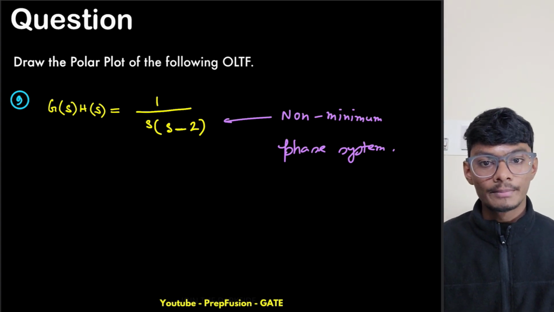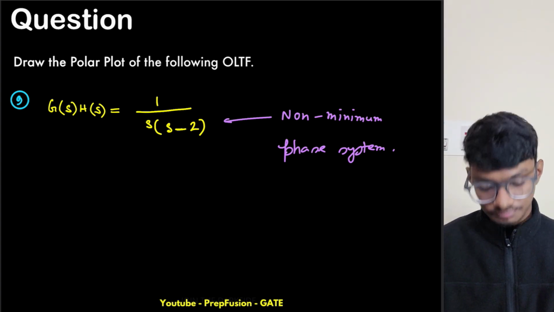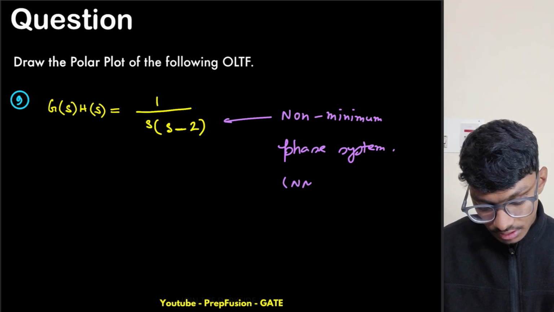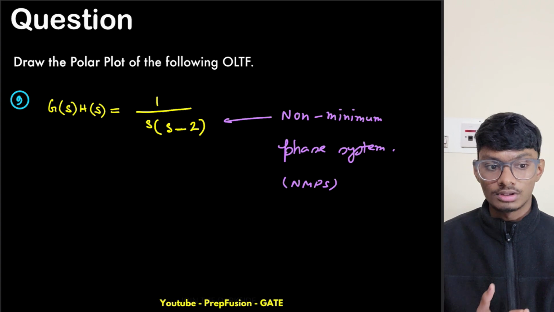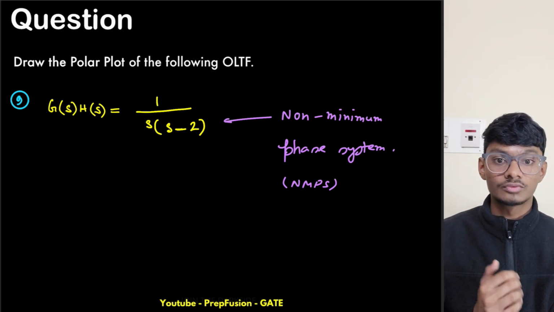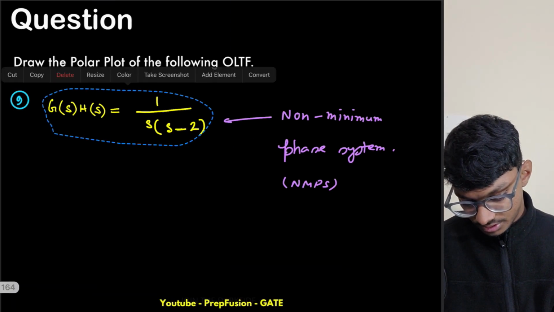Now if it is a non-minimum phase system, then we just have to be a little bit careful. A few things will change this time. The angle calculations will be a bit difficult this time. Let's see why. So what is my G of s H of s? It is this one.